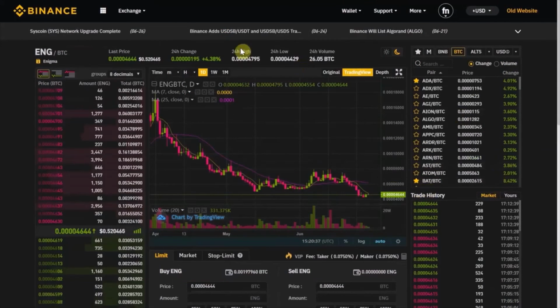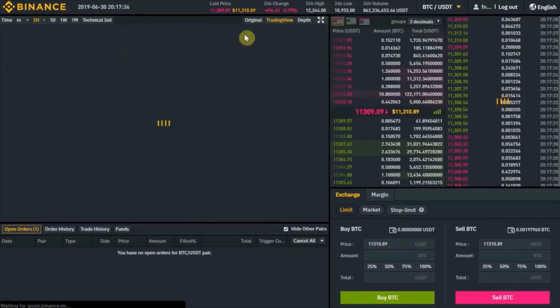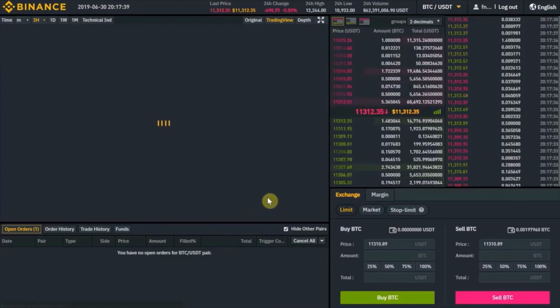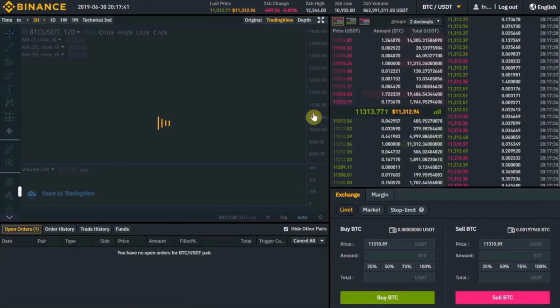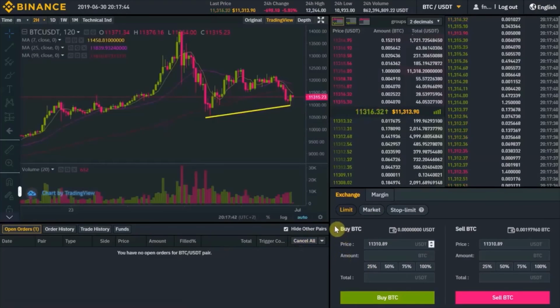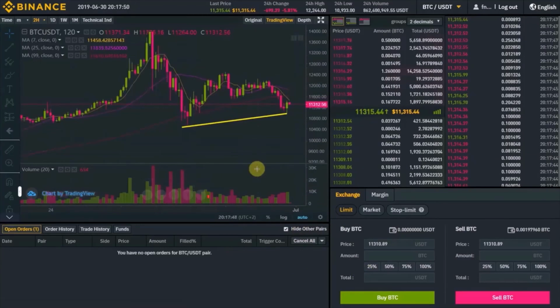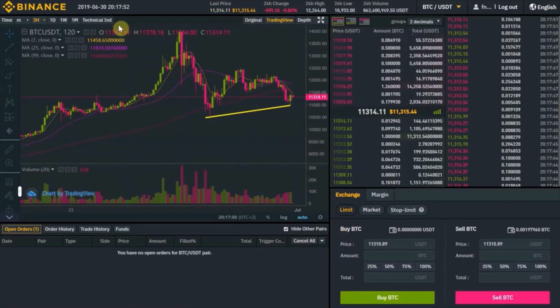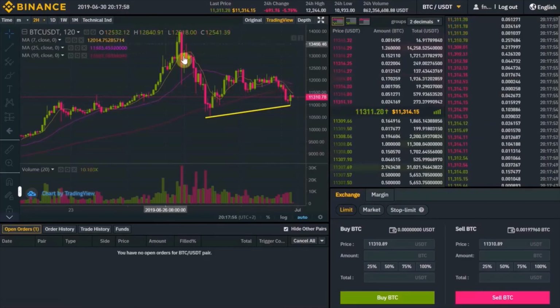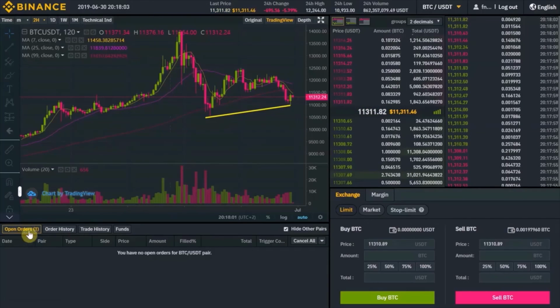Let's come back here, and let's switch over to the advanced. Over here in the advanced section, this is basically the same thing, but it's more like a web app. It's not like a web page where you scroll down the page, so it's more responsive. I like to use this instead of the simple one. You have the same options and some drawing tools here. You can see the open orders, order history, trade history, and your funds in this section. This is your, let's call it, trading station.